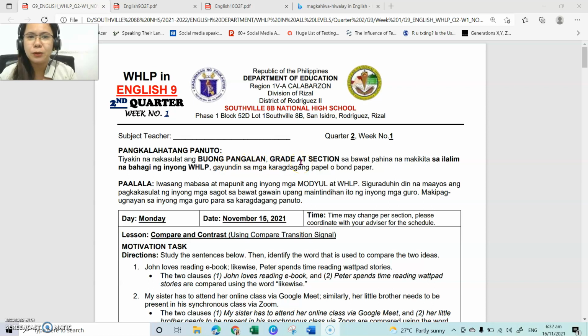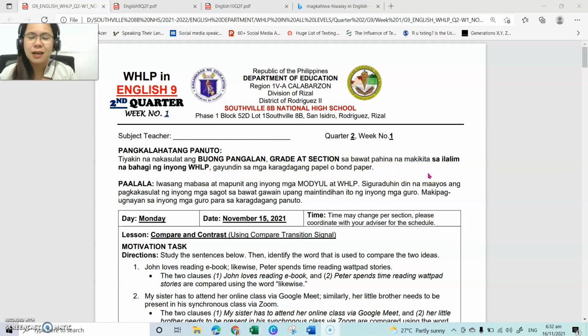So let me read to you the Tagalog version. Tiyakin na nakasulat ang buong pangalan, grade at section sa bawat pahina na makikita sa ilalim na bahagi ng inyong WHLP. Gayon din sa mga karagdagang papel o bond paper.